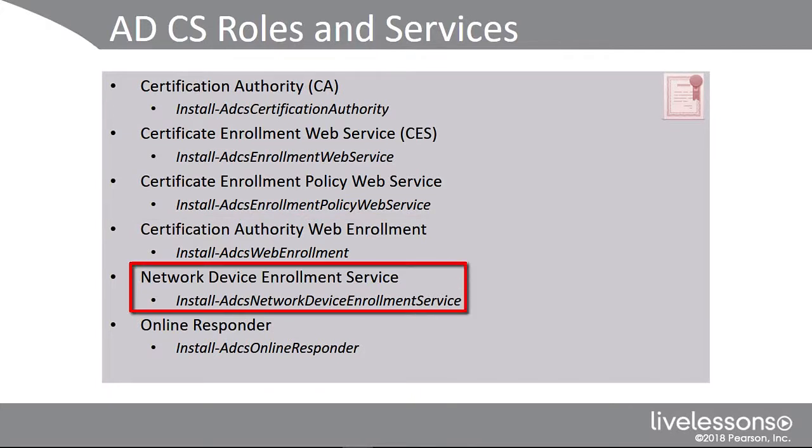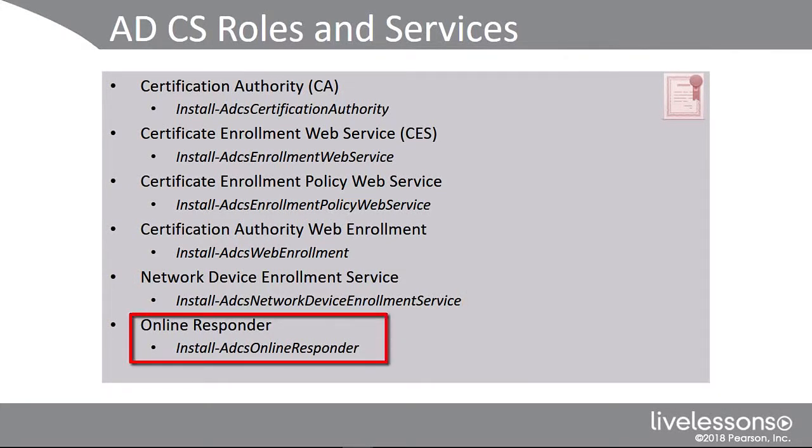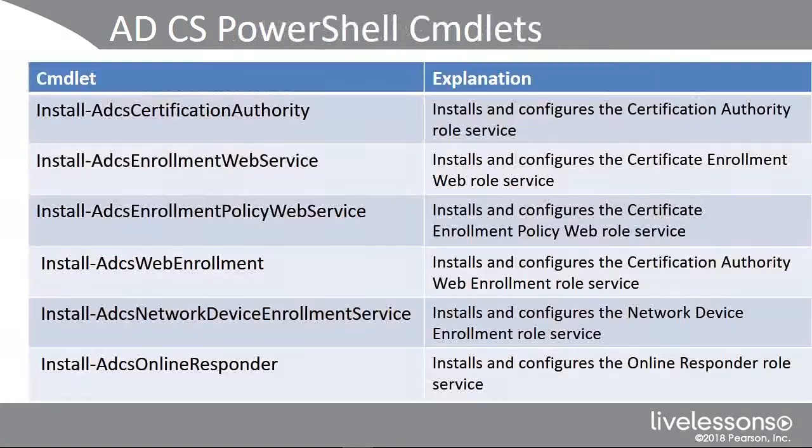The Network Device Enrollment Service. This is used to allow routers and switches to obtain certificates from ADCS. And the Online Responder enables you to manage Online Certificate Status Protocol validation and revocation checking. And you also see the Online Certificate Status Protocol listed as OCSP as part of your alphabet soup. And remember, you can install all of these services through Server Manager as well as through PowerShell. And this is a summary of those 6 ADCS PowerShell cmdlets along with an explanation of those cmdlets.